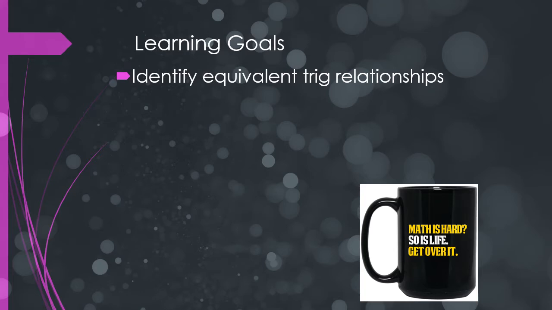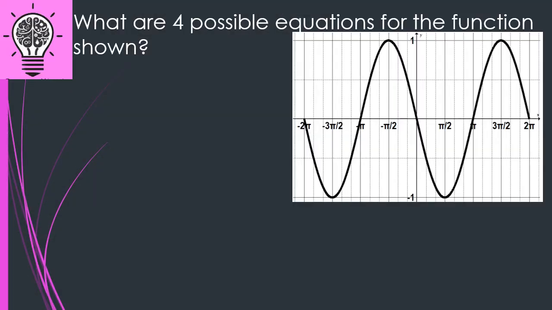So our learning goals, we are going to identify equivalent trig relationships, which you've kind of already done. We just didn't call it that. We're going to start with a little warm up here, little thinking activity from last unit, which you just wrote a test on, and hopefully it went well for you. What are four possible equations for the function shown?